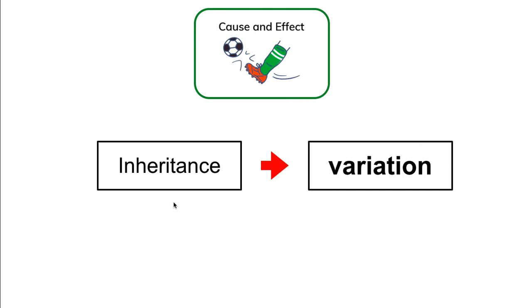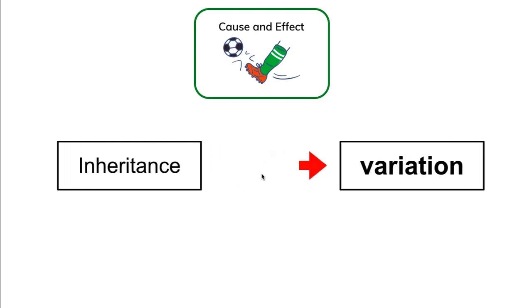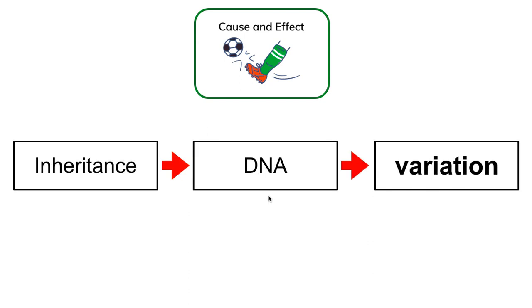The unit starts off with a really simple cause and effect relationship, that inheritance leads to variation. This is the power of these cause and effect diagrams. This arrow here in the center, well, what goes into that? Well, we can add a box. How does inheritance cause variation?